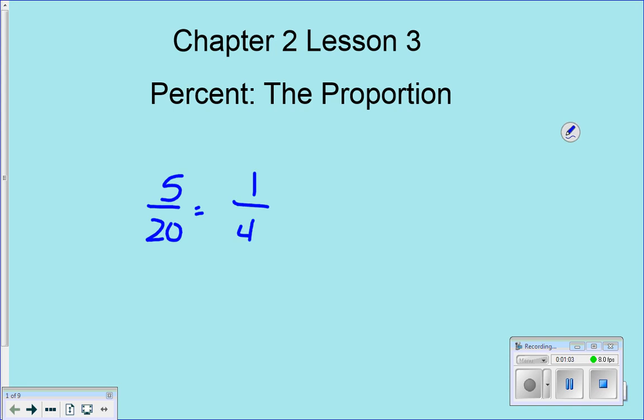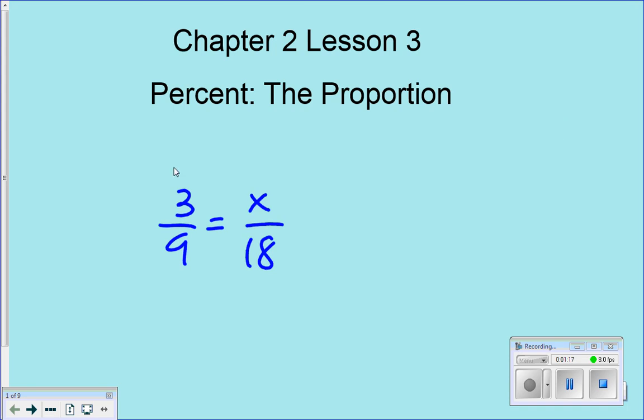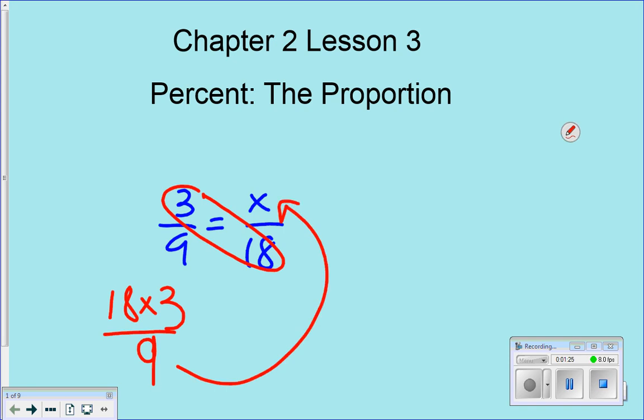What if I ask you this? Let's say I have 3 nines equals this, and this is like an x. How would I solve this? Do you remember how to solve this, Jacob? 18 times 3, yep. Then what would I do? Yep, and then I divide the whole thing by 9, and guess what it would give me? This right here. Anybody have any guesses what that x would be? What do you think, Josie? 6? Yeah, it is 6.